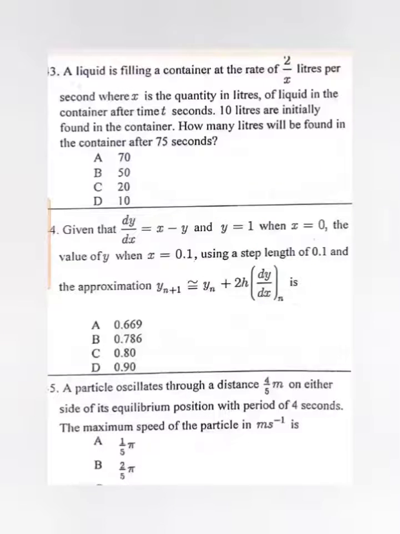In number 43, we have: a liquid is filling a container at the rate of 2 over x liters per second, where x is the quantity in liters of liquid in the container after time t seconds. 10 liters are initially found in the container. How many liters will be found in the container after 75 seconds? And we have these options.